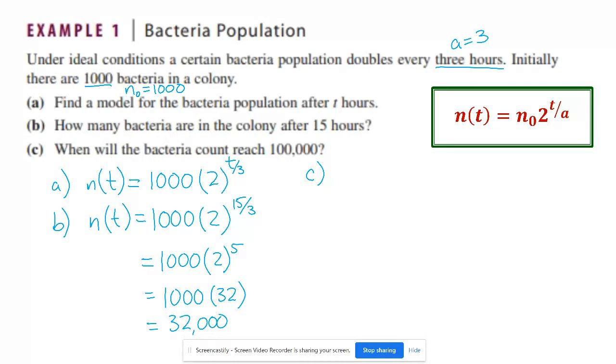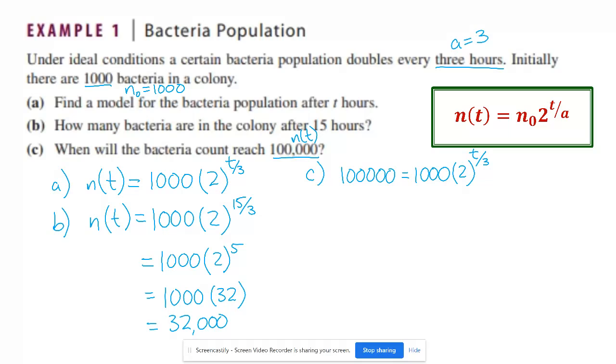So to do that, 100,000 gets plugged in for our N of t. That's our final amount. So we're going to start with 100,000 equals, back to our original amount, 1,000 times 2. And then our t is our variable. That's what we're looking for. We don't know how long this is going to take yet. So it's going to be t. We do know it doubles every 3 hours. So 3 is still there for A.